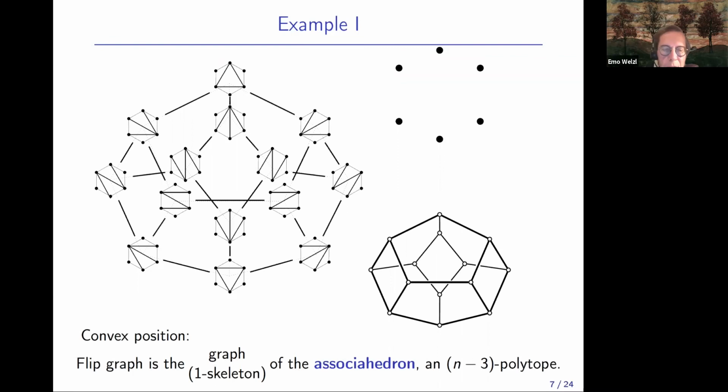So if you have convex position, then the flip graph, which is, as we observed in this case, the same as the edge flip graph or the bistellar flip graph or the bistellar flip graph of regular triangulations, because it's always the same in this case, is the graph of the so-called associahedron, which is an n-3 dimensional polytope. So what you observe here for 6 points is true for any number of points in convex position. That's essential.